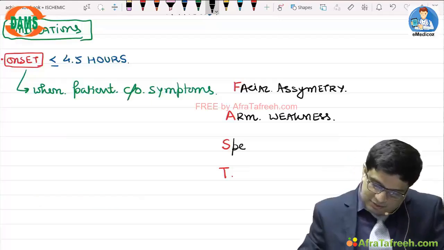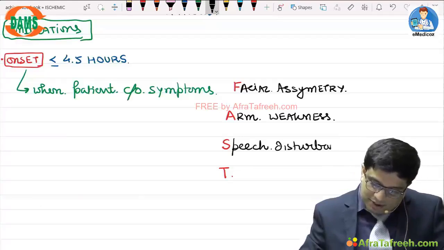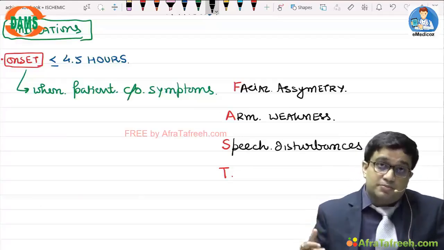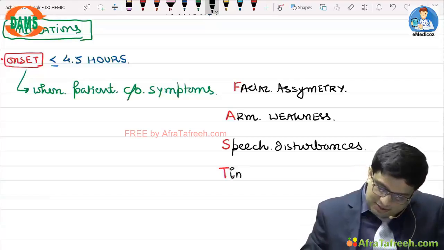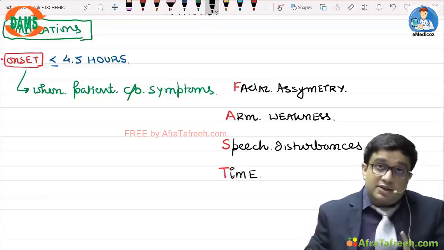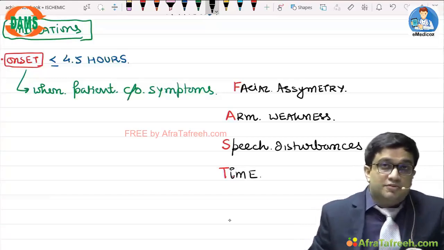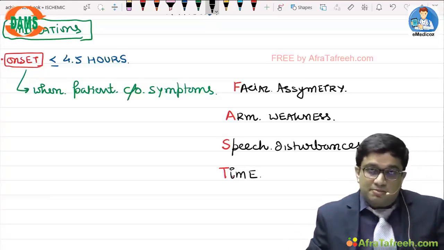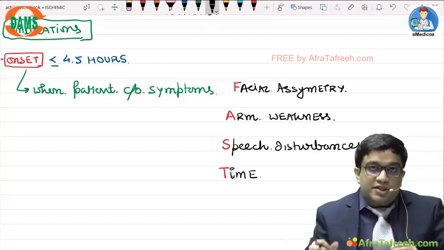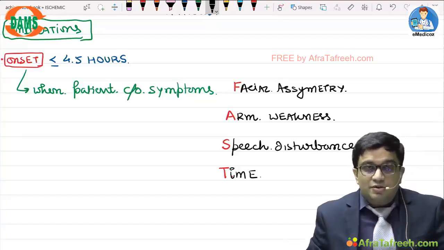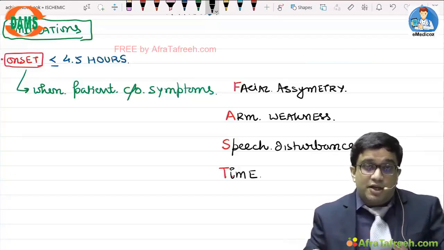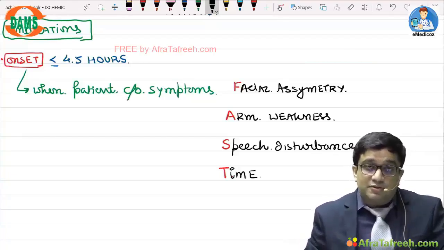S stands for speech disturbance. So that means they have some kind of problem like slurring of speech, cannot understand, cannot speak. And the last important thing that we remember in the acronym is the time part. Because if they come to me within 4.5 hours of onset, I'll use the Brahmastra, recombinant TPA, to recanalize the vessel very well. So to educate the laymen, even in the hospital, this is a very simple acronym to remember, known as FAST.